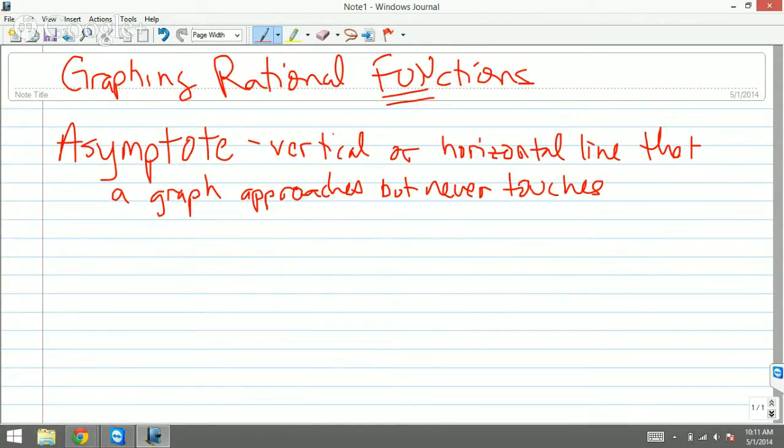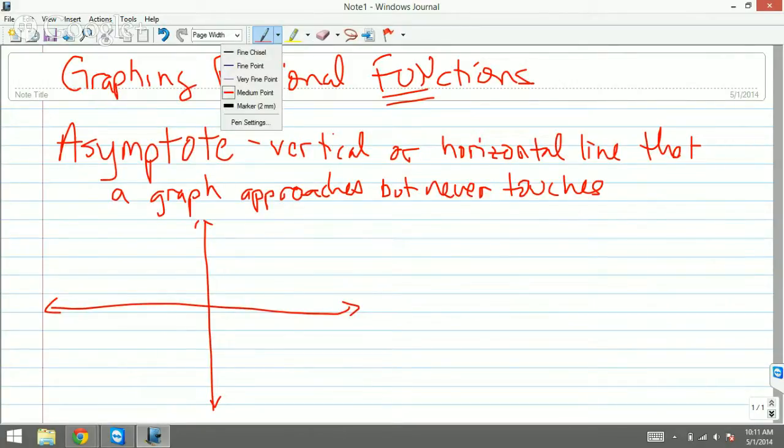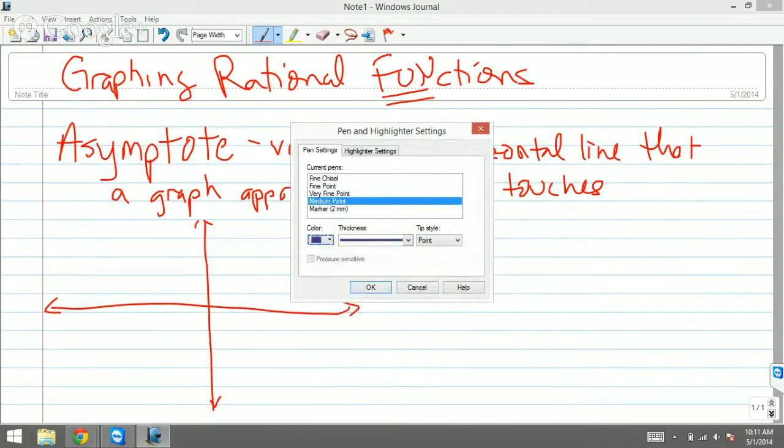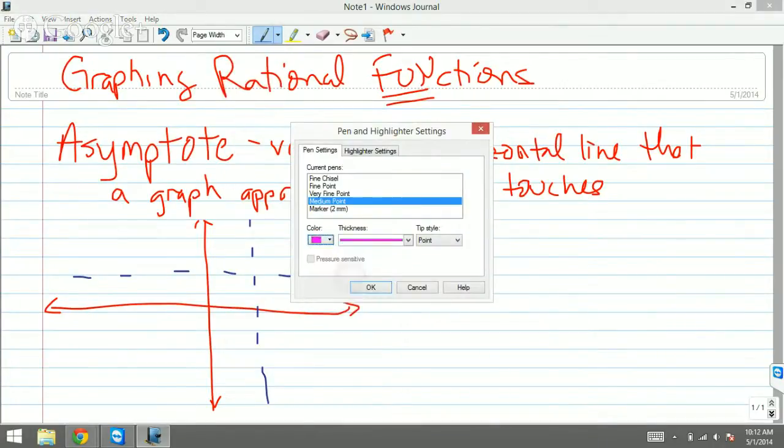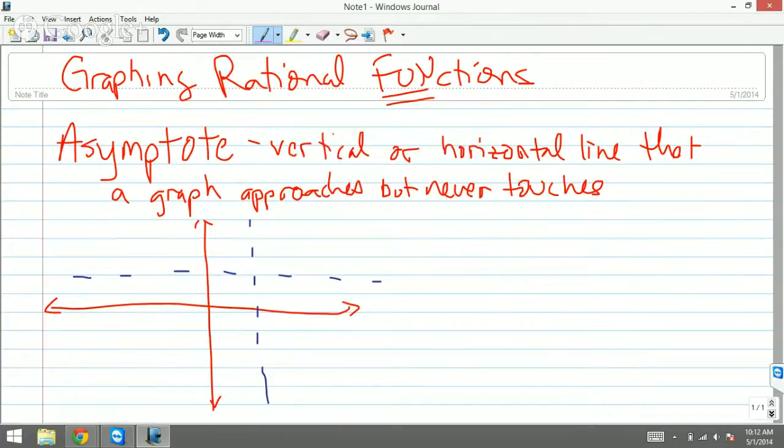Okay. Can you read the bottom half? Yeah, vertical or horizontal line that a graph approaches but never touches. Great. Asymptotes are dashed lines usually.